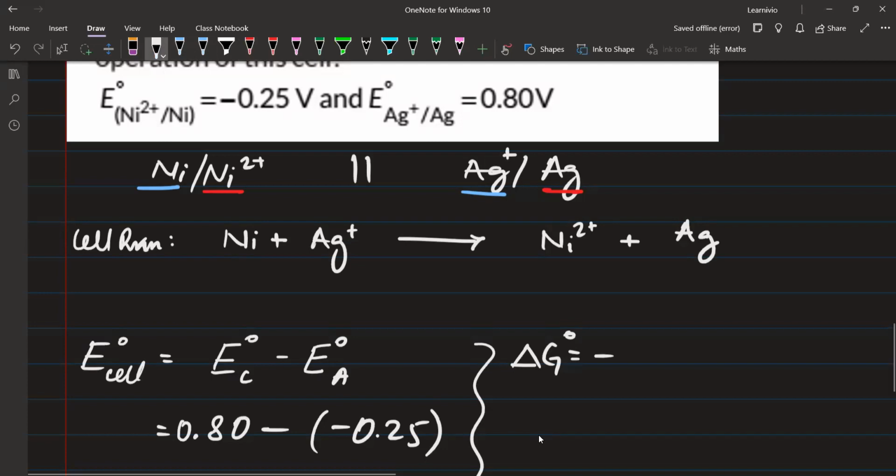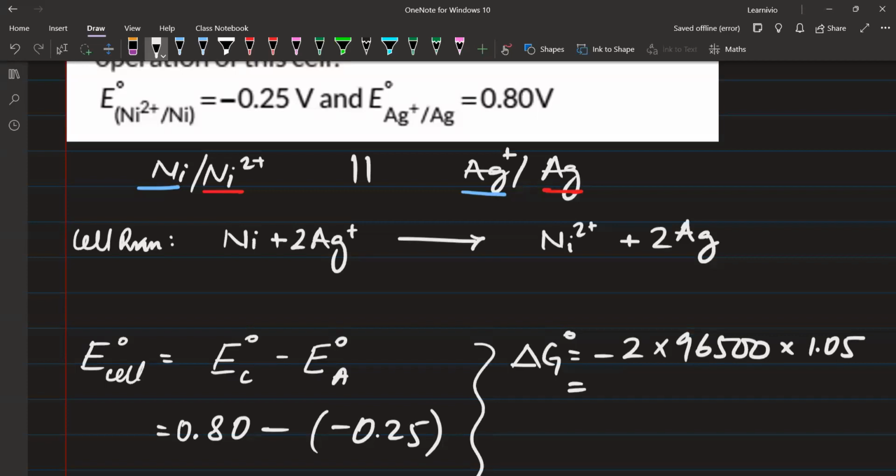Now let us look at the charge. The charge is not balanced. What charge are we having in the product side? 2. What charge are we having in the reactant side? Only 1 positive charge. So I'll make that 2 by multiplying 2 Ag positive. Now we are having 2 positive charge, but I need to balance the number of atoms also. This will be 2 Ag. Okay. The number of electrons will be 2 into 1 or 1 into 2. That is going to be always 2. Multiplied by 96500 multiplied by 1.05.